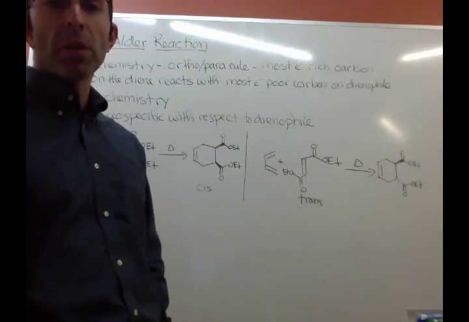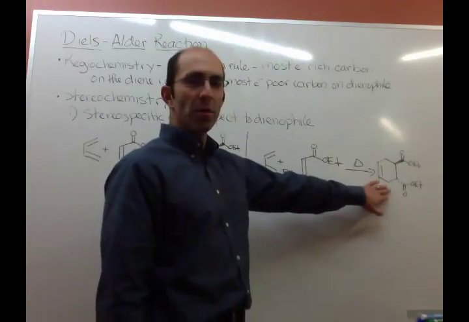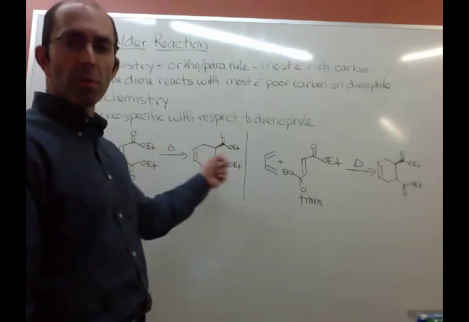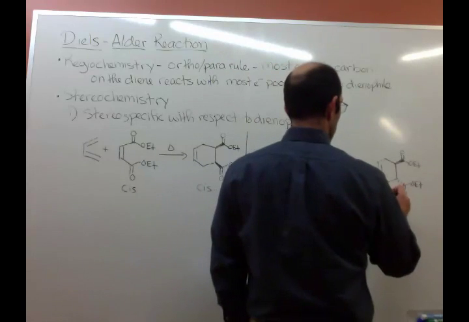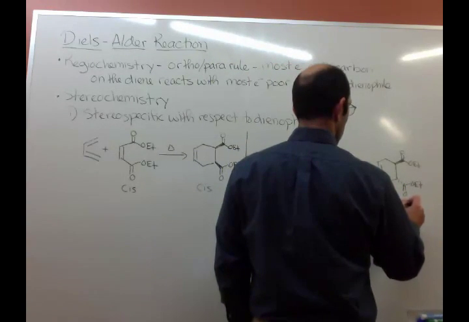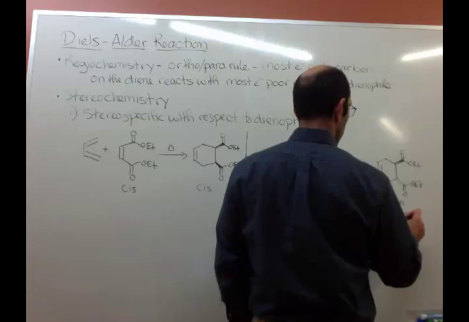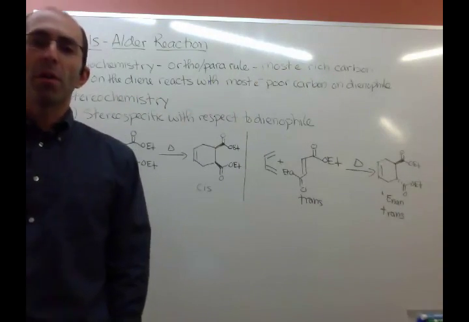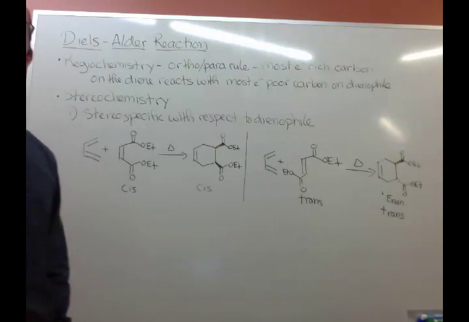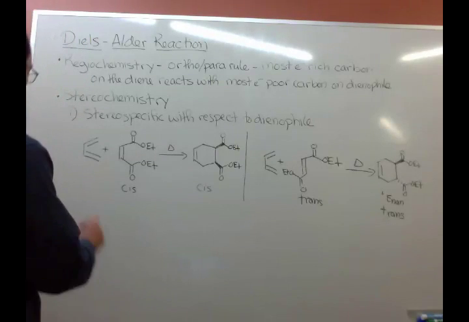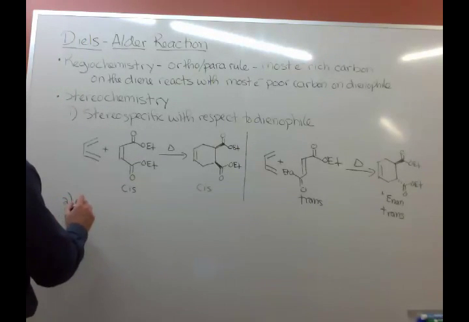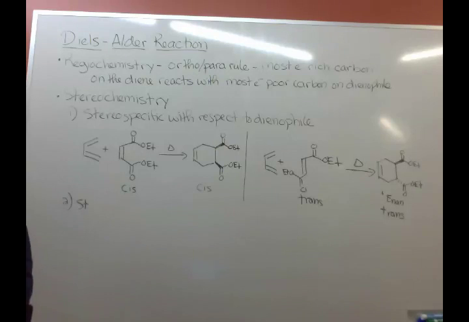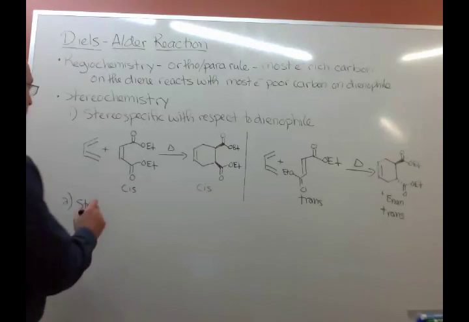And like we mentioned in class, we're forming stereocenters. This is an achiral molecule, it has a plane of symmetry, so it's going to be this one plus the enantiomer. Again, we're going to get the trans isomer here. So it's stereospecific with respect to the dienophile. The reaction is also stereospecific with respect to the diene.